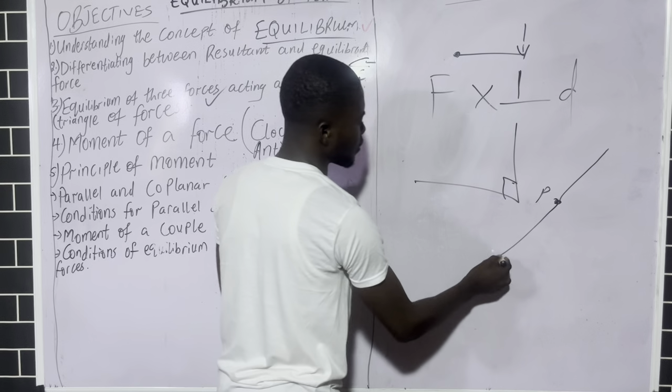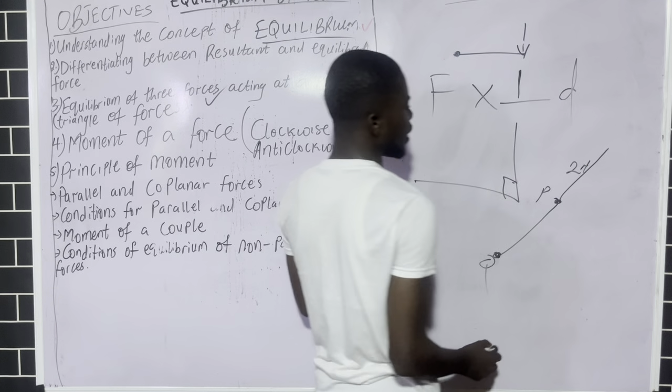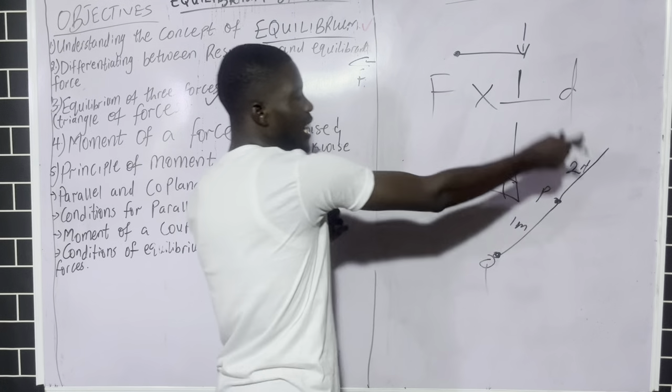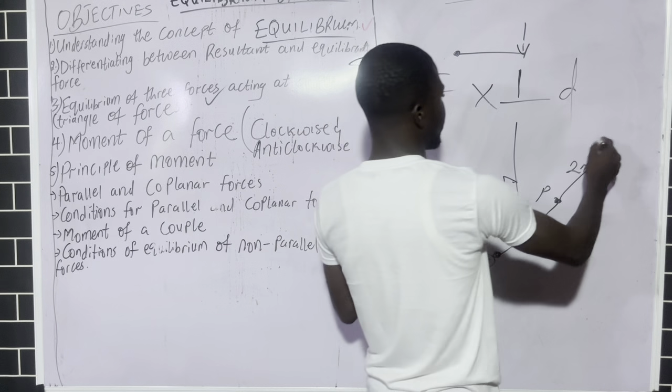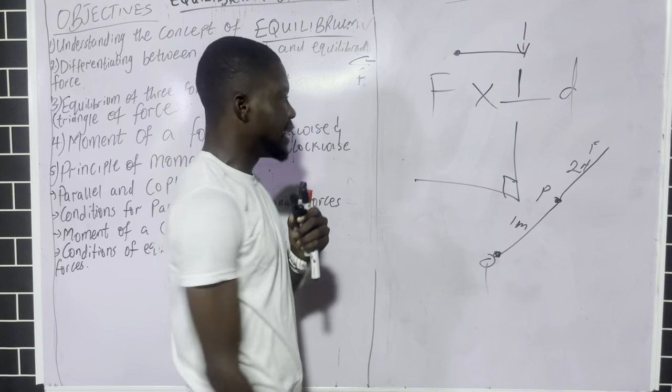P, Q. And they put a force of 2 newtons here, and a distance of 1 meter. And they ask you, they say the force here is F. What is the moment of this force F about point Q? The answer will be 0.